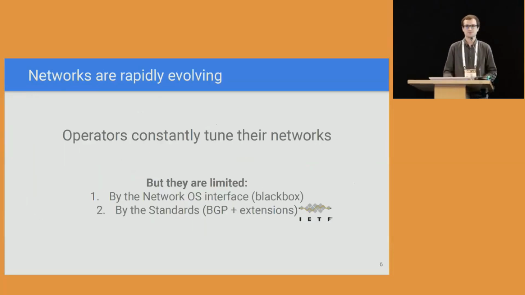Operators would like to constantly tune their networks for evolvability, but they are limited by two main factors. The first one is the network operating system, the OS of the vendors. You can consider it as a black box, where you have only the interface provided by the vendor. The second is the standards themselves, because you cannot do anything with your implementation and your protocols. BGP is standardized by the IETF, so this is really constrained.